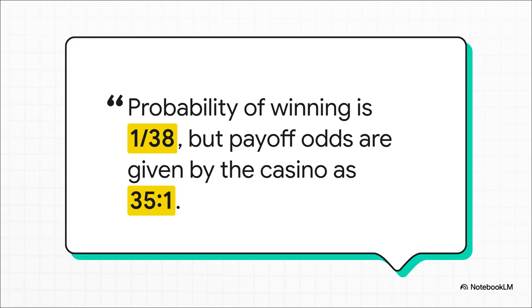Now let's talk about odds, because they aren't always the same thing as probability. This roulette example is perfect. Your actual probability of winning a bet on a single number is 1 in 38. But the casino says they'll pay you 35 to 1. So, wait a minute. What happened to the other two numbers? Where's that difference coming from?